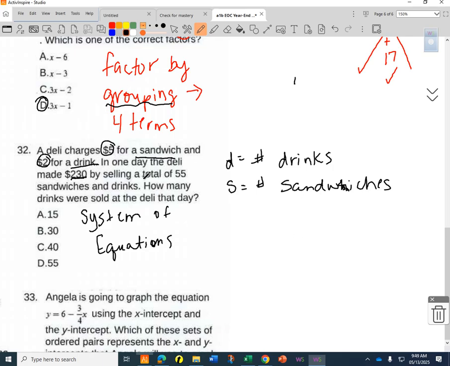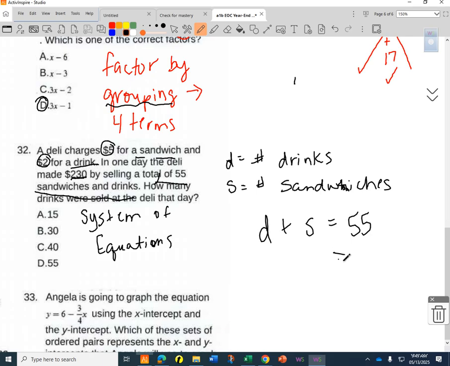So let's look at this part of the sentence. A total of 55 sandwiches and drinks were sold. Can anybody give me an equation that we could write based on what we know from that part of that sentence? Beautiful. The number of drinks plus the number of sandwiches equals 55. That's what they tell us here. Selling a total. So we're going to add the number of drinks and the number of sandwiches, and that number altogether is 55.